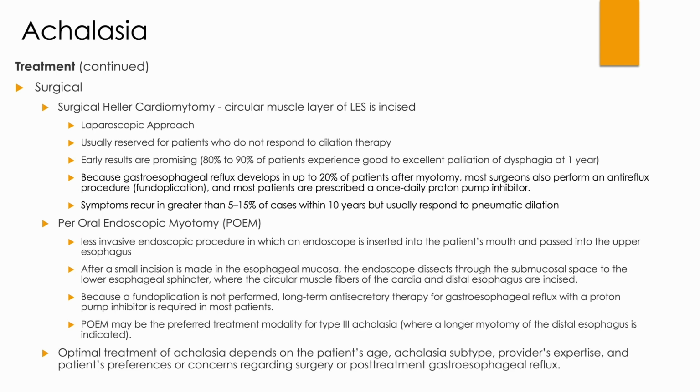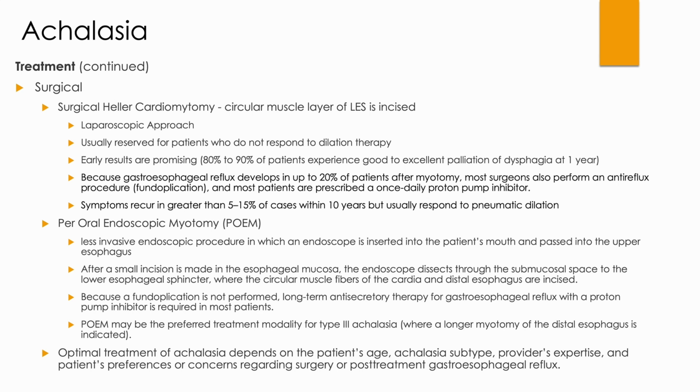Now, after a few times of dilation or Botox and things just aren't getting better, we can do some surgical treatment. There are really two major surgical treatments. The classic surgical treatment is what we term the Heller myotomy or the Heller cardiomyotomy. Essentially, we go down and we incise the muscular layer of the lower esophageal sphincter, and that releases some of the tightness there and allows food and liquid to pass into the stomach.